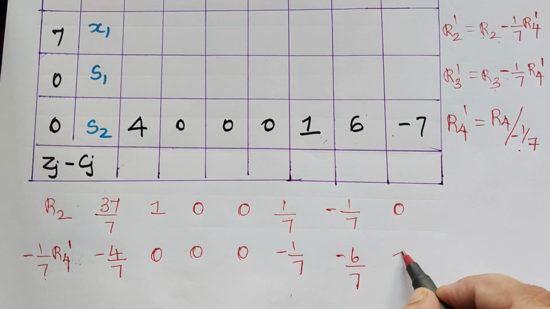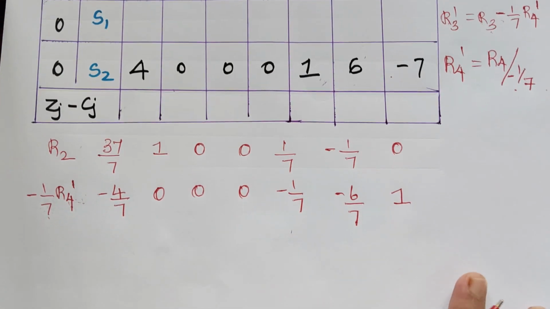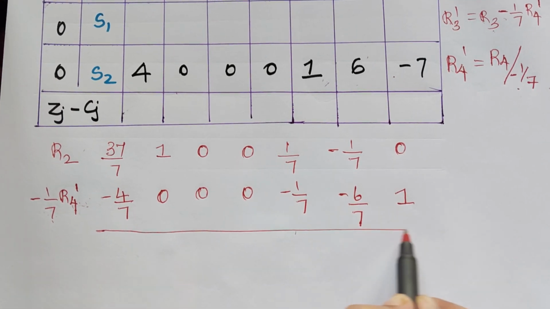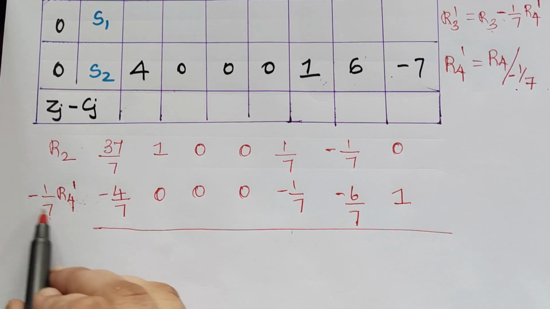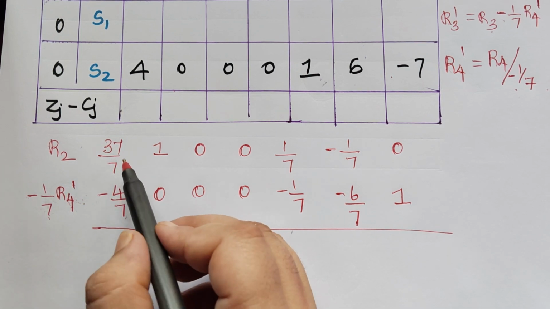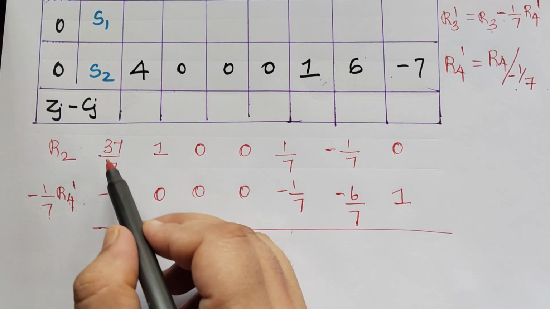Now we have to add these two. Just add, because we have done that minus 1 by 7 with this itself. So just add these two. So both the denominators are same. So 37 minus 4 will be 33 by 7.